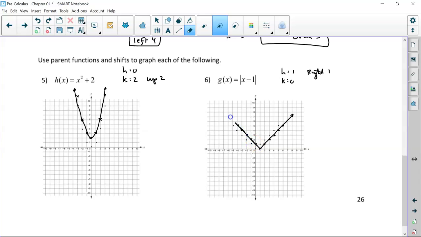And here is our graph. We just literally shifted everything over to the right 1. The shape stays the same.